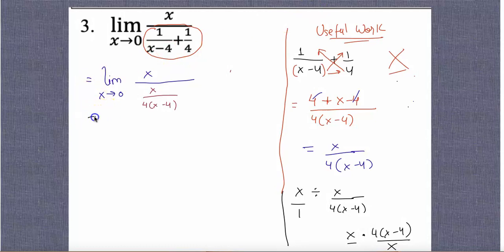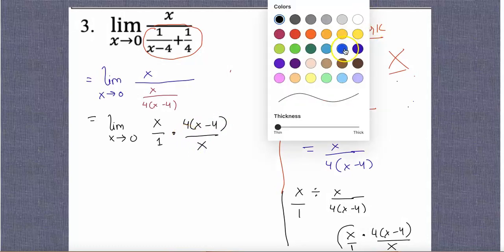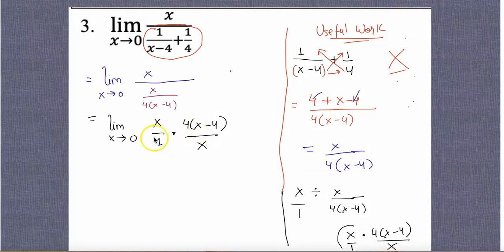All right, so let me go over here. Limit as x approaches 0. Now this whole thing can be rewritten like this, what I'm having over here. So this will be x over 1 times 4 times x minus 4 over x. Now you might be thinking, how would I know this? This is how you practice problems. You become better at that. So I can cancel these two over here. So I'm left with limit as x approaches 0 of 4 times x minus 4.